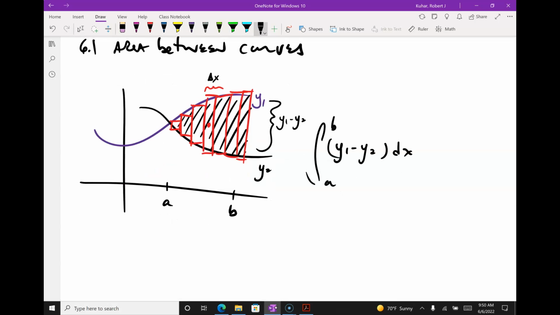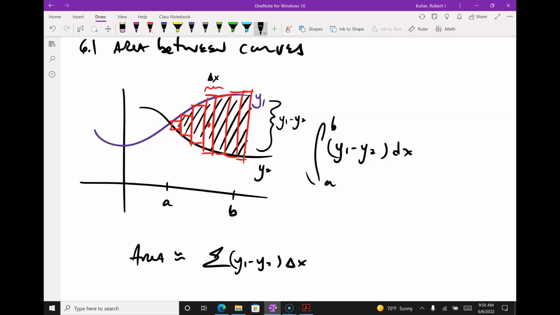So I'm really getting the area as an estimate of the sum from n equals 1 to infinity of the areas of those rectangles, which is y1 minus y2 times delta x.